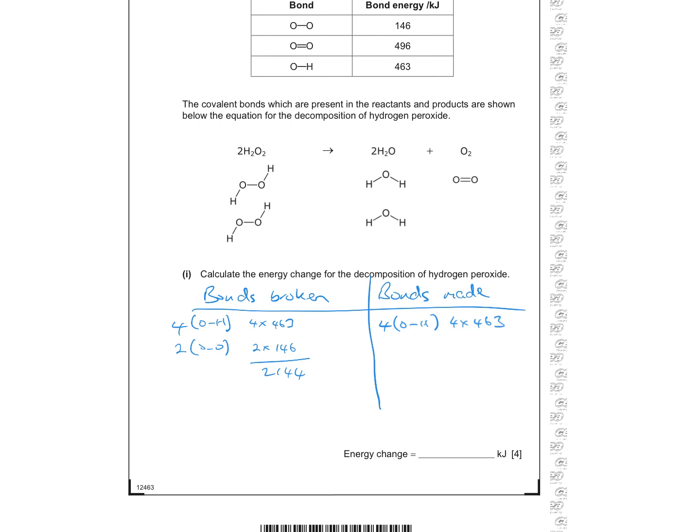And then we've got an oxygen-oxygen double bond, and that is just 496. So if you add that up, that comes to 2,348. And then to give you your energy change, it's bonds broken minus bonds made. And that equals minus, and the signs are always important when you're doing energy changes. Even if they're positive, put in the plus sign. But in this case, it's negative, so it's going to be minus 204 kilojoules.